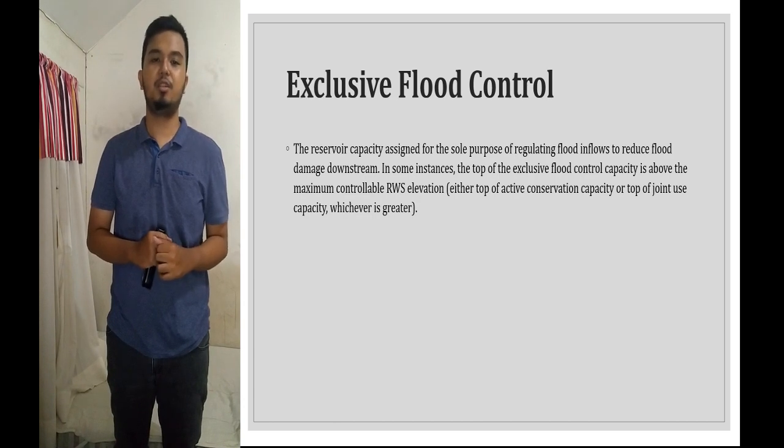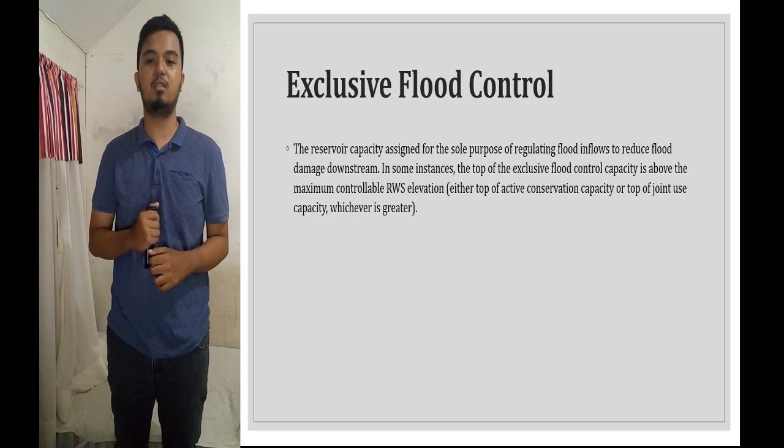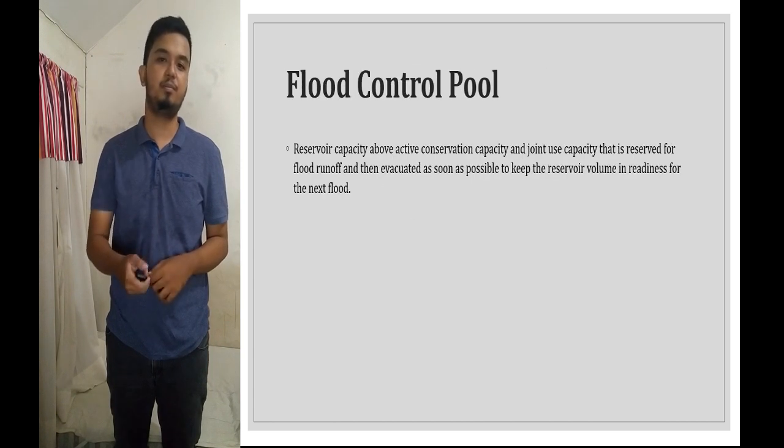This is the reservoir capacity assigned for the sole purpose of regulating flood inflows to reduce flood damage downstream. In some instances, the top of the exclusive flood control capacity is above the maximum control RWS elevation, or either the top of active conservation capacity or top of joint use capacity, whichever is greater.